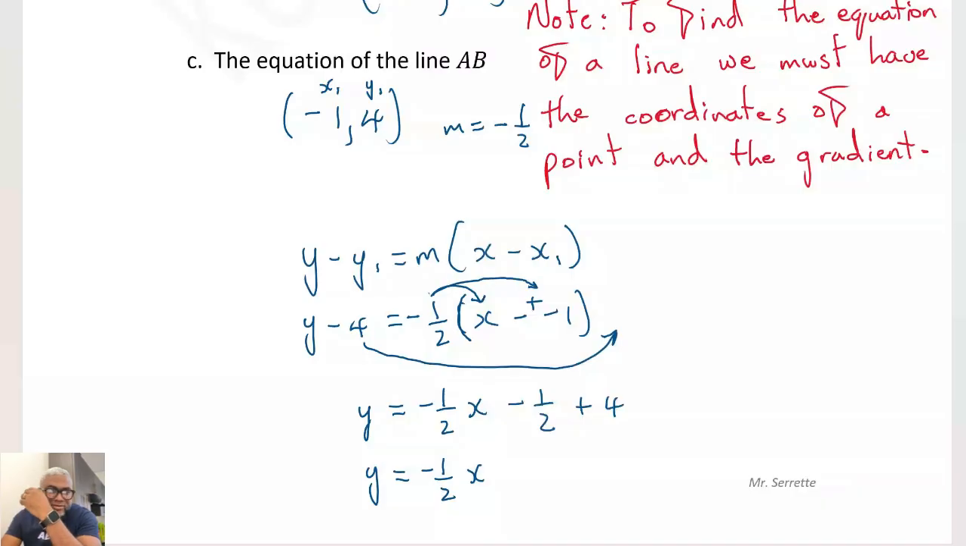Eden, tell them what we had to do here next, please. So BODMAS tells you to do addition first, and that would be negative a half plus the 4, and that will give you positive 3.5. Thank you. Positive 3.5.